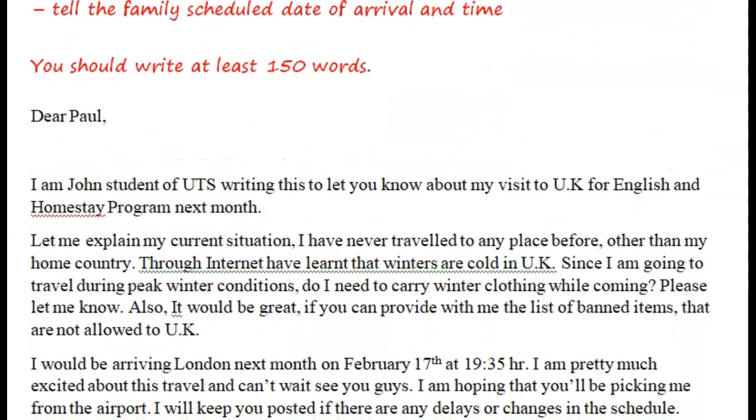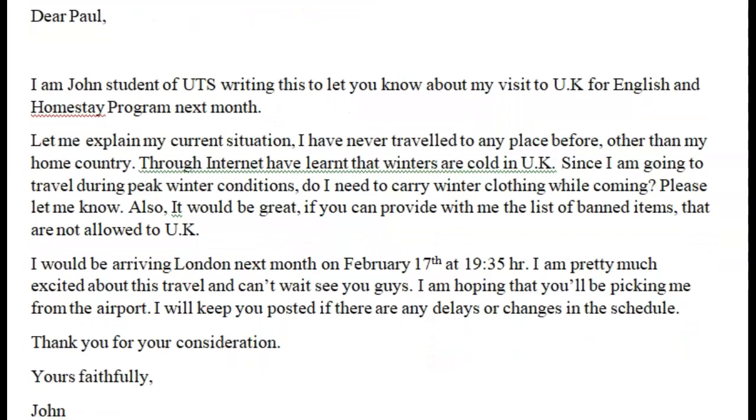We've got the English and Homestay letter. Dear Paul, I am John, student of UTS, writing this to let you know about my visit to UK for English and Homestay program next month. Let me explain my current situation. I have never traveled to any place before, other than my home country. Through internet, have learnt that winters are cold in UK. Since I am going to travel during peak winter conditions, do I need to carry winter clothing while coming? Please let me know. Also, it would be great if you can provide me with a list of banned items that are not allowed to UK.